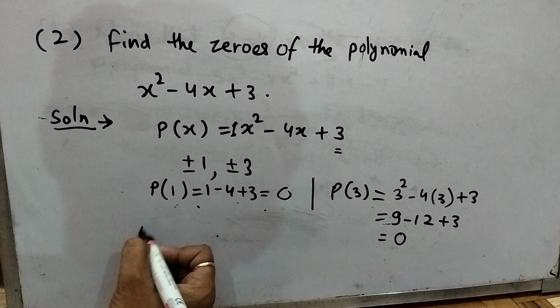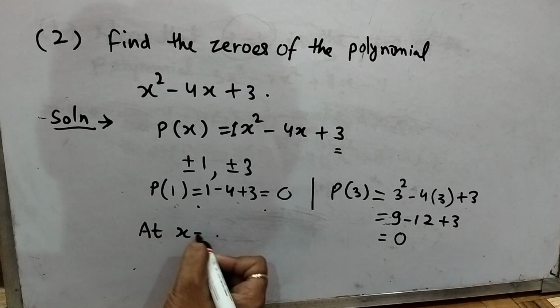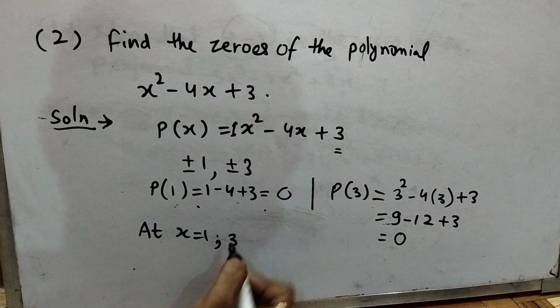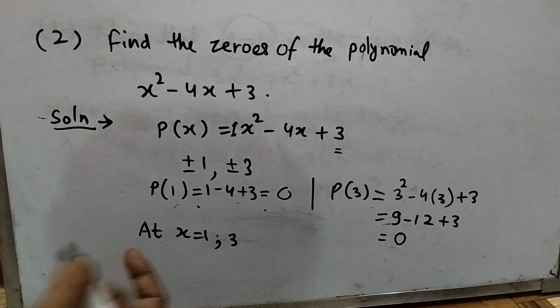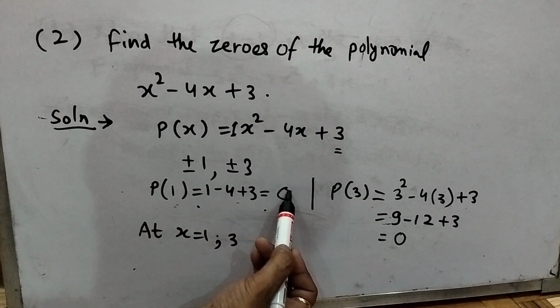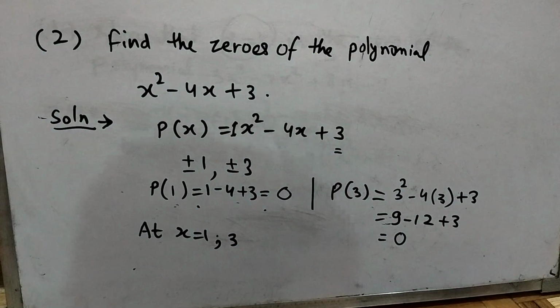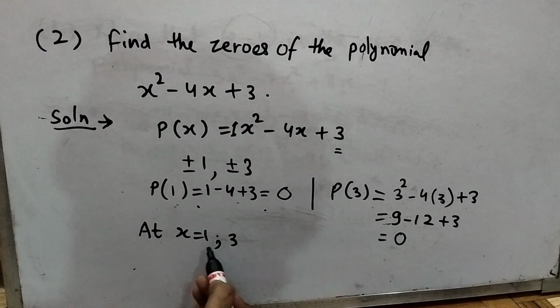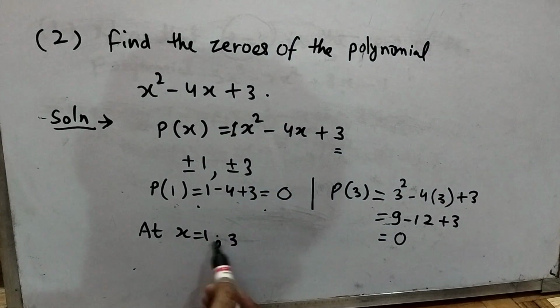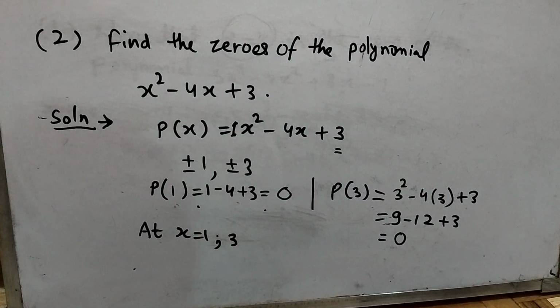At x equal to 1 and x equal to 3, we are getting P of 1 as 0 and P of 3 as 0. So we can say the two zeros of the given polynomial are 1 and 3. This is the hit and trial method. There is another way to solve this question.